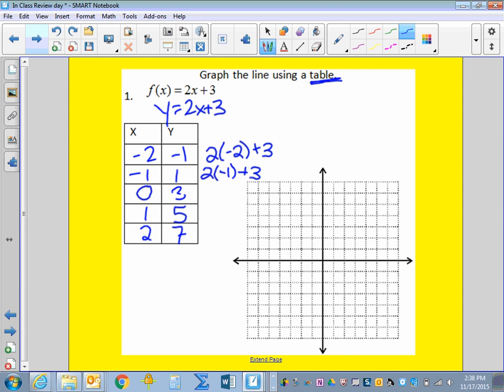So then we want to graph each of these points. So I have -2, -1. Do you remember how to plot these points? I'm plotting each of these points. So my first point is -2, -1. Then -1, 1, 0, 3, 1, 5, 2, 7. If we connect those dots, what does that make?